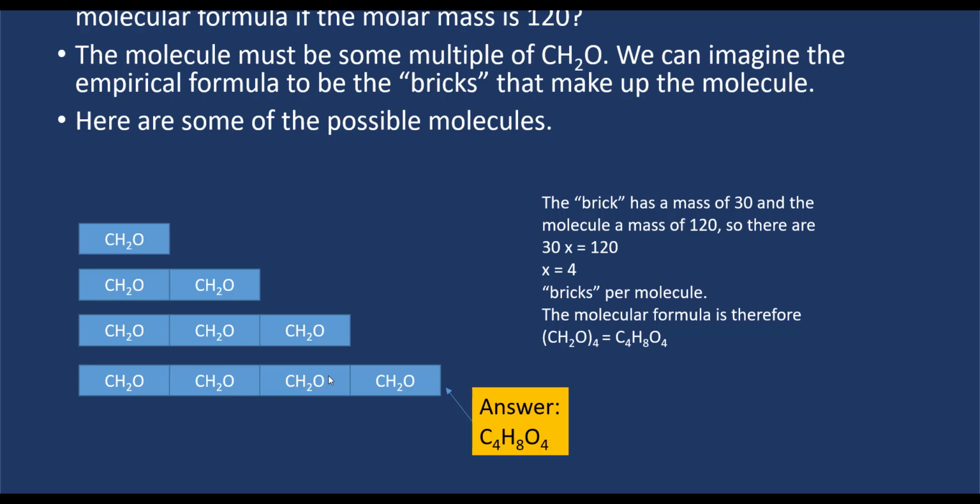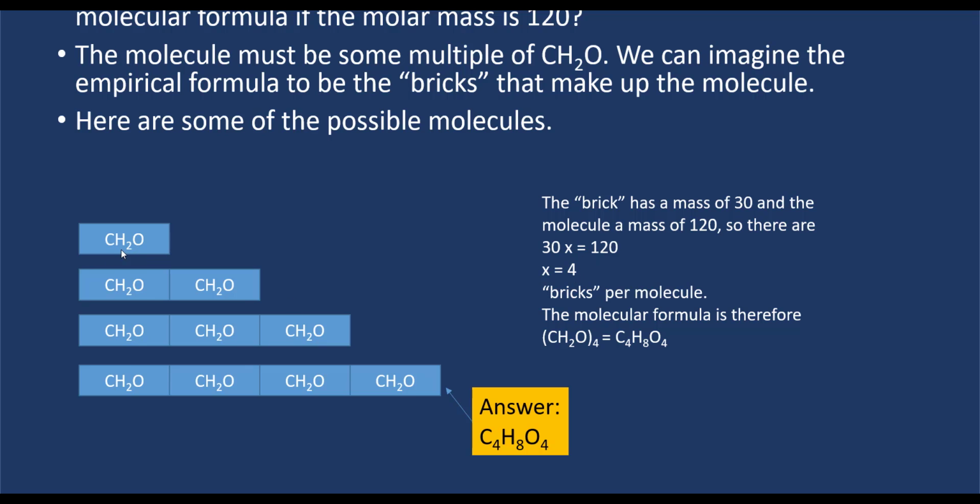Of course, on a quiz, you don't sit there and draw these molecules out. You just do this math. I'm just trying to make sure this math, which is as simple as can be, makes sense to you. You're going to take the molar mass given, 120, and divide by the mass of what the empirical formula represents, 30 in this case. And that should make sense to you now with these pictures that when I divide 120 by 30, the answer is 4.